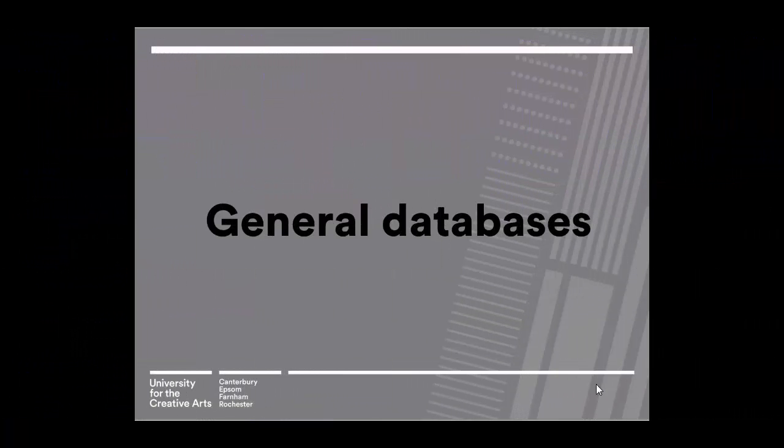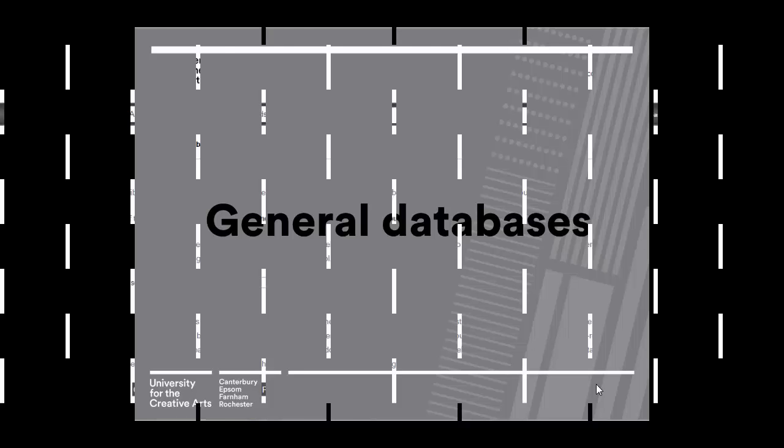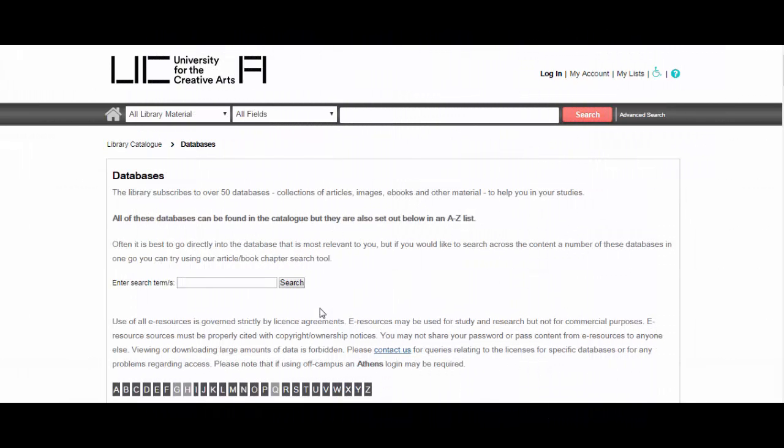And now we're going to look at a couple of general databases. These are useful for students on any course. You will find material on art and design, but you will also find material on other topics such as politics, science, and philosophy. So first of all is the article and book chapter search.